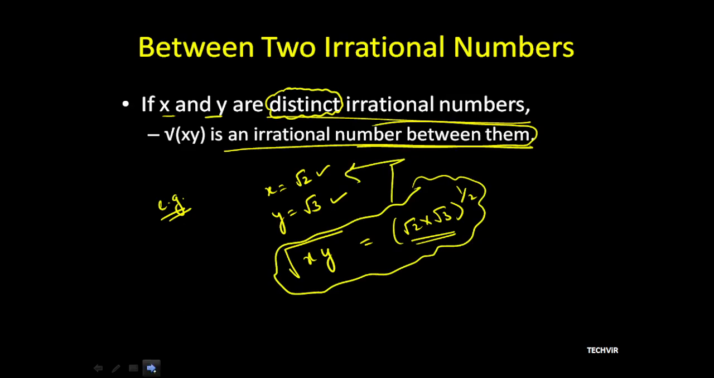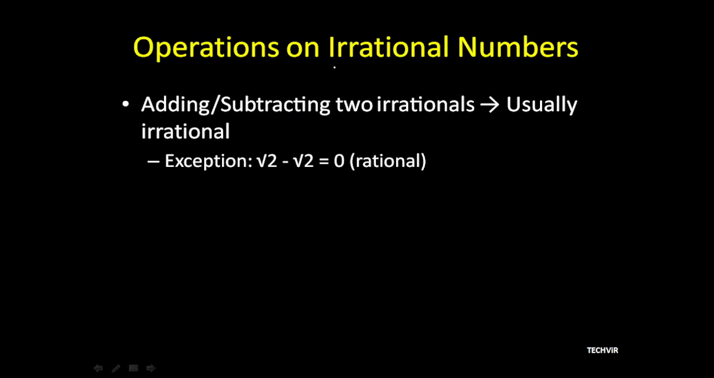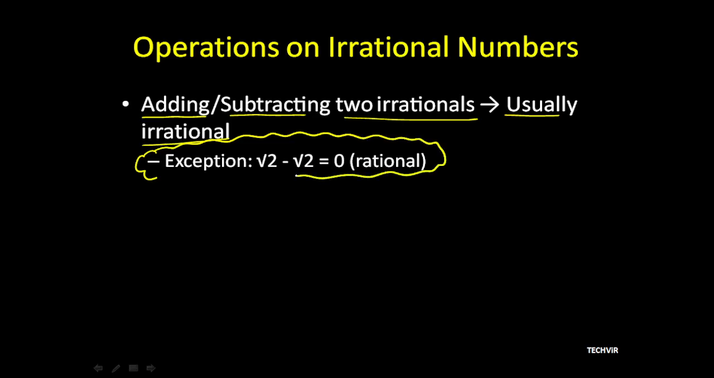See what is next, some operations on irrational numbers. Addition and subtraction of two irrational numbers is usually irrational, but we have an exception over here. Suppose the two irrational numbers are not distinct, they are common, say both are root 2. So root 2 minus root 2 gives you 0, but 0 is a rational number.